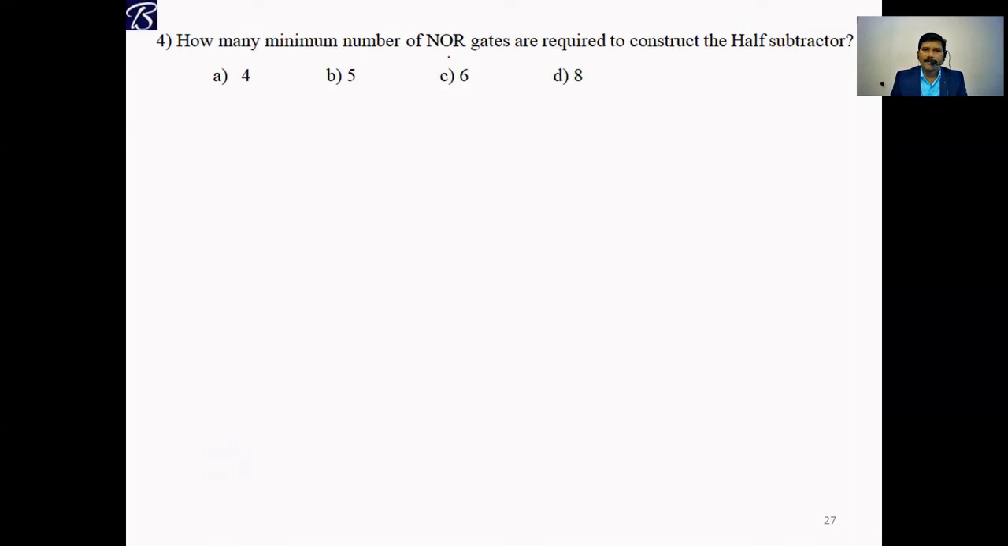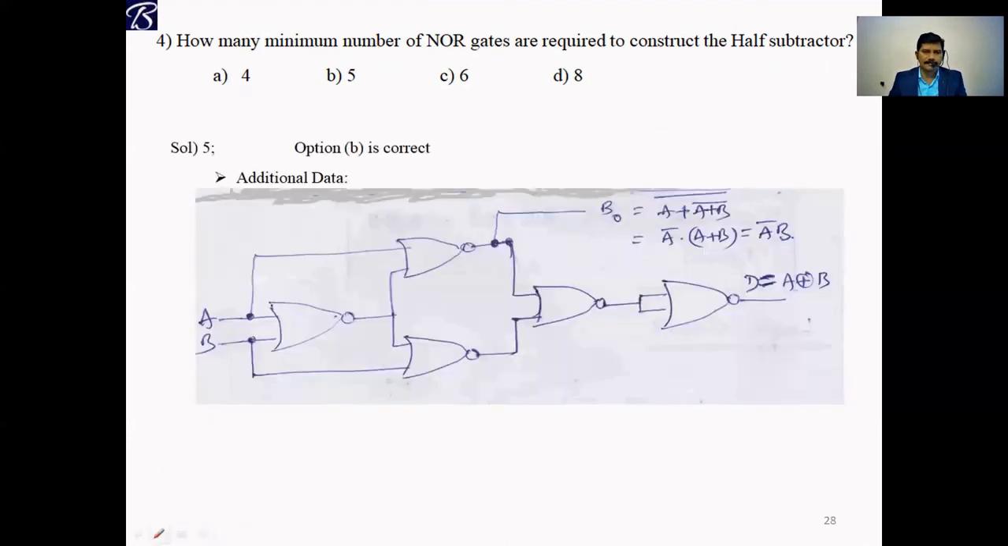Now, how many minimum number of NOR gates are required for the half subtractor? It is 5. That's all. Let us see, because of this XOR operation, 5 NOR gates are required. We have already seen, right? For the XOR operation, the minimum number of NOR gates is 5. If you remember this point, if we take the borrow directly, we produce A bar B.